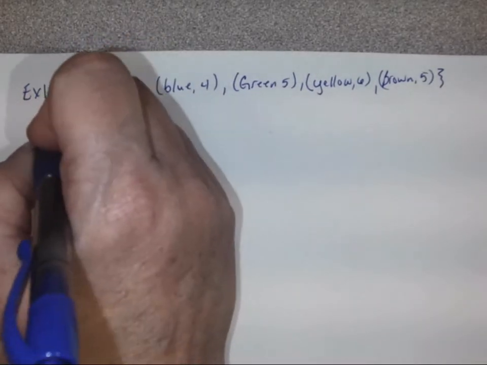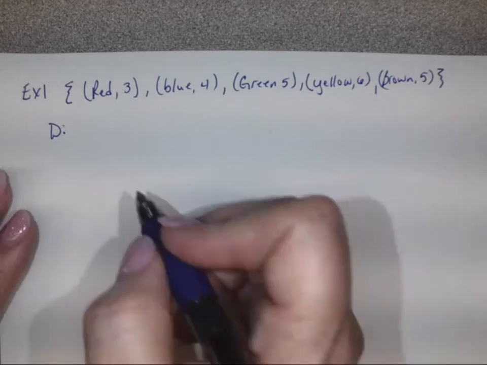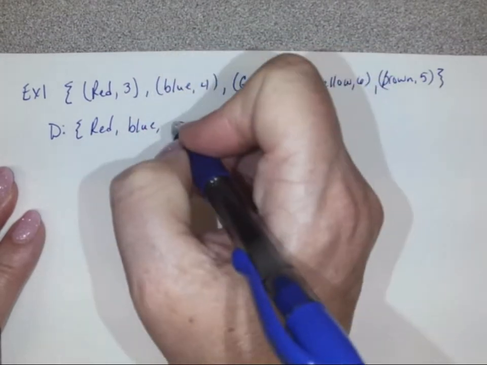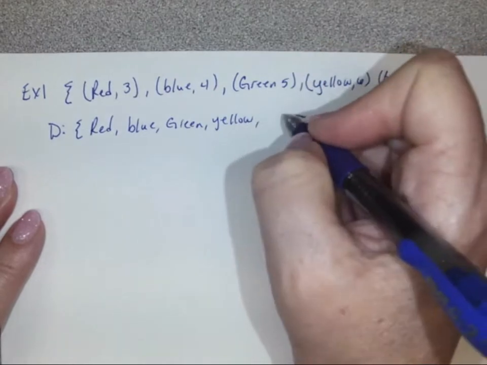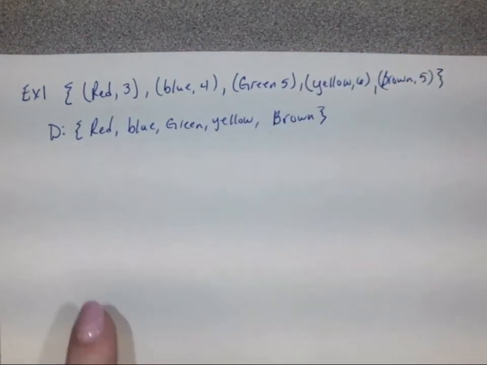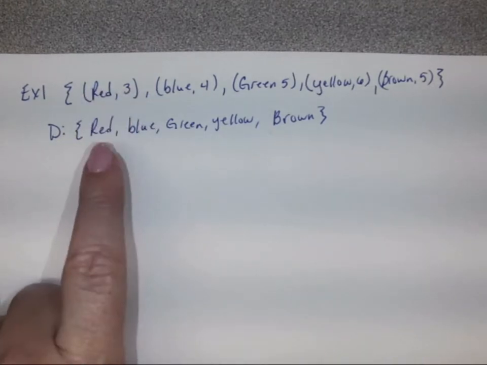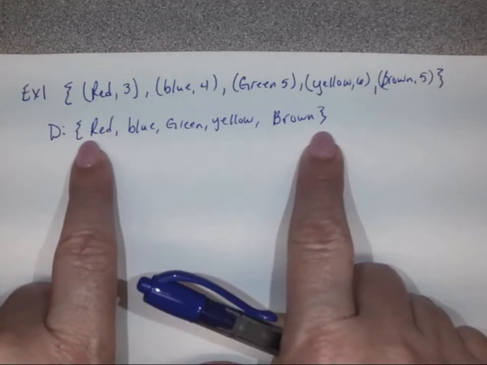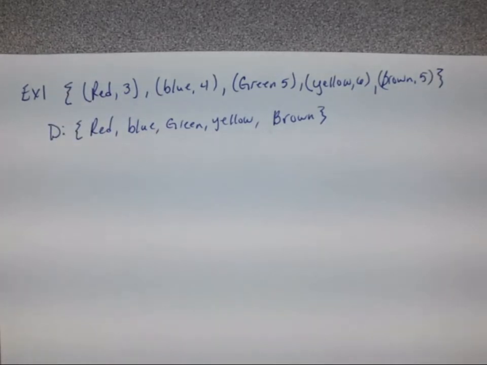So for the domain, I'm just going to write the letter D. The domain is all of the x values. So our domain will be red, blue, green, yellow, and brown. Notice I have curly brackets here. With the ordered pairs, there are parentheses. When you write this for your exam, make sure you are using the curly brackets and not parentheses to show the domain. Also be aware of that in the homework.